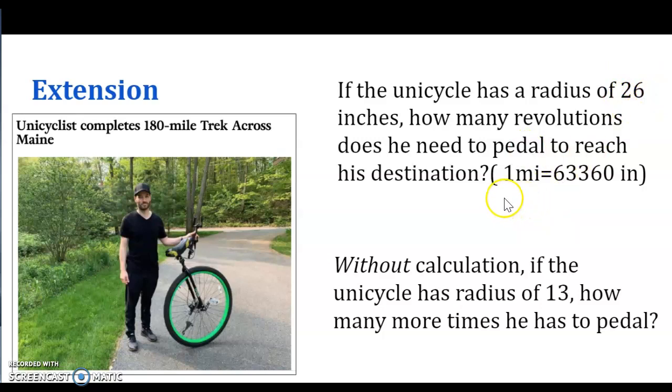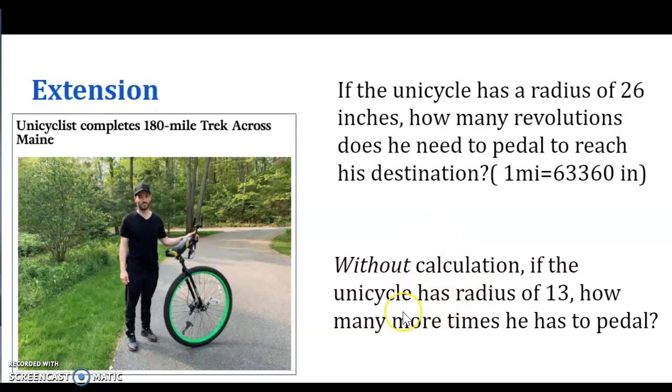Okay, and how many revolutions does he need to reach his destination? We want to reach the 180-mile track across Maine. So 180 times 63,360 inches. That will give you some number. And then you're going to divide that by 26 pi. And that will give you how many revolutions. All right, then what about the next problem?